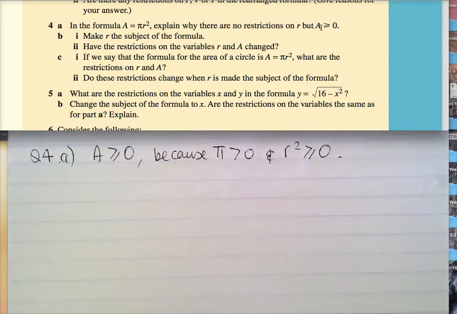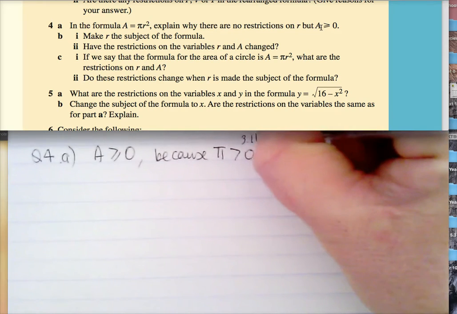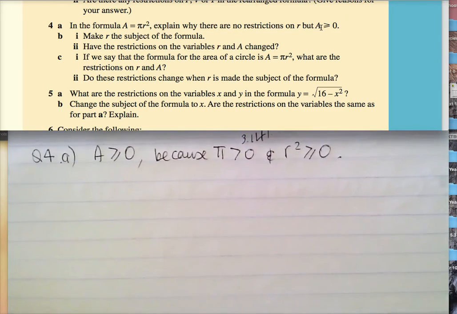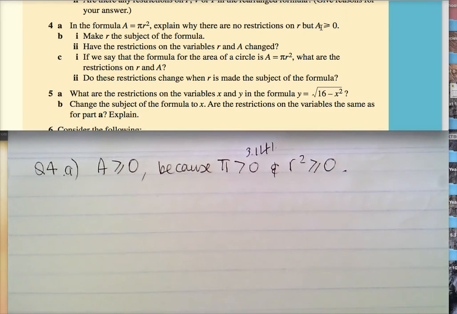So as it stands now, if you didn't know that a equals pi r squared is the area of a circle, if you just looked at that, you would say a is always greater than or equal to 0 because pi is greater than 0, it's 3.1415 and so on, and r squared is greater than or equal to 0. Let's say I had a formula s equals pi times x squared, and it's not the area of a circle. X squared is always positive or 0, and pi is 3.14, so your answer would always be greater than or equal to 0.